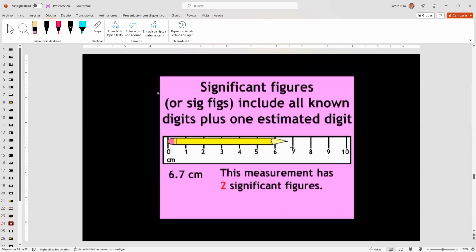Well, in this measurement, you are sure that the length of this pencil is 6 centimeters, but it's something else. And then you will estimate and you can say, well, it is 6.7 centimeters. This number has how many significant figures? 1, 2.